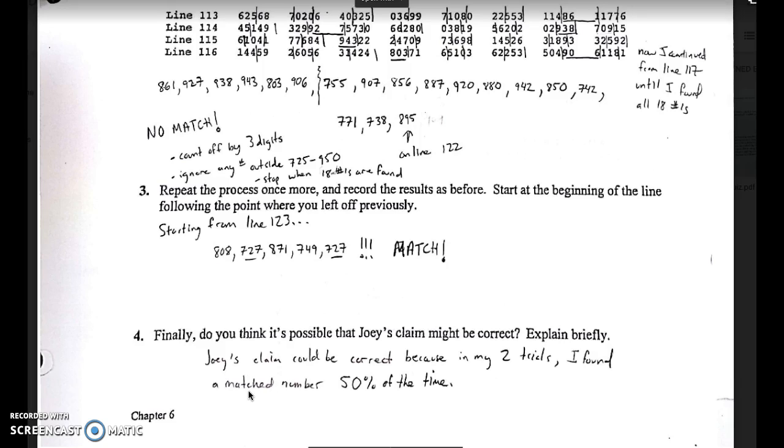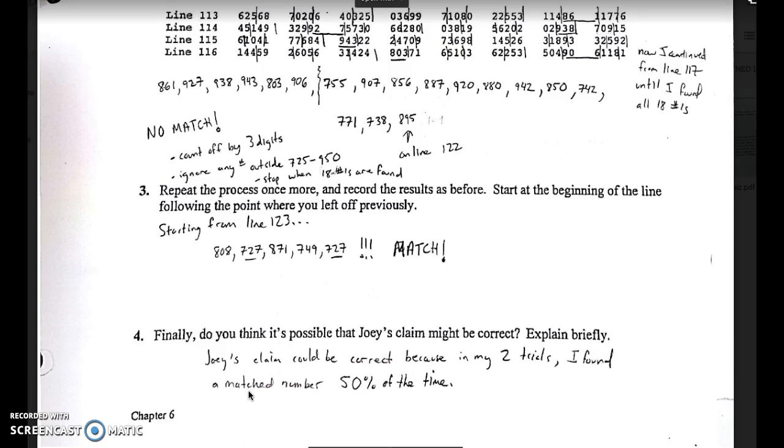It's not enough of a sample size to determine whether Joey's correct or not without doing our trial a whole bunch of times. So really what we need to do is have a much larger sample size. So if every kid in the whole class did this, and we got a match 50% of the time, then we might be okay with saying Joey could be correct. So basically, there's 21 students in our class. If all 21 of you guys did this trial and 10 or 11 or more of you found matches, then you can say that Joey's probably correct.